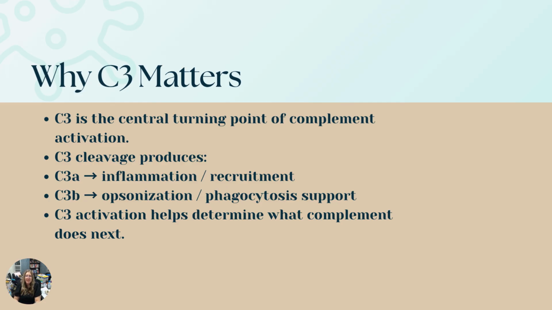C3b acts as an opsonin, which makes the target easier for phagocytic cells to recognize and ingest. So when you see C3b, I want you to think opsonization and phagocytosis. When you see C3a, think inflammatory signaling and recruitment.